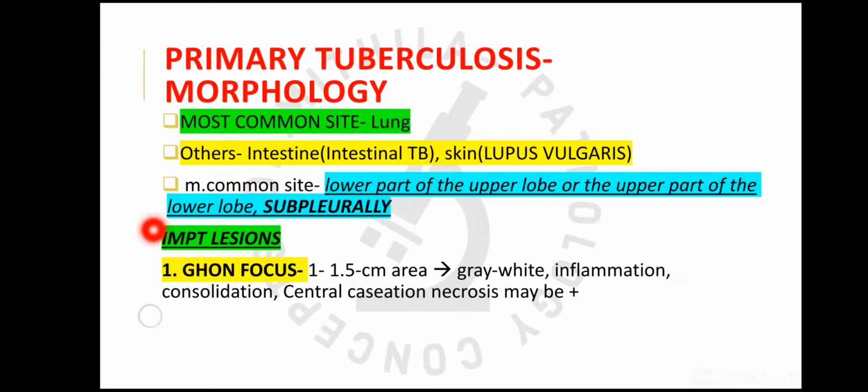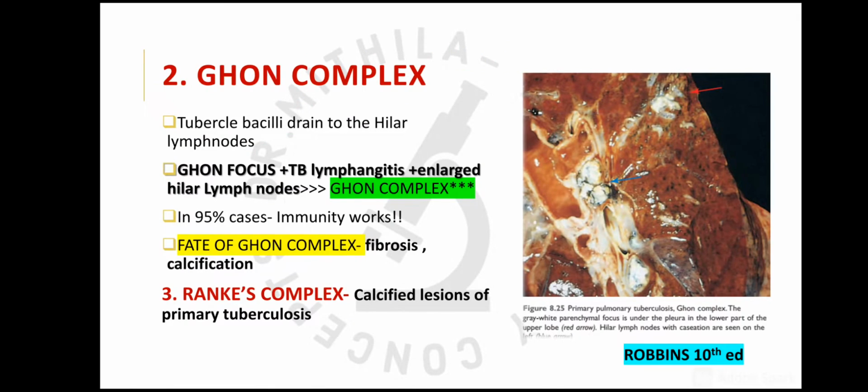Then important lesions which we see grossly in case of primary tuberculosis of the lung are, first of all, Ghon focus. Again at this site it is seen, and it is a 1 to 1.5 centimeter area with gray white area of inflammation, consolidation, and central caseation necrosis may be present. So this is Ghon focus. Next comes the Ghon complex.